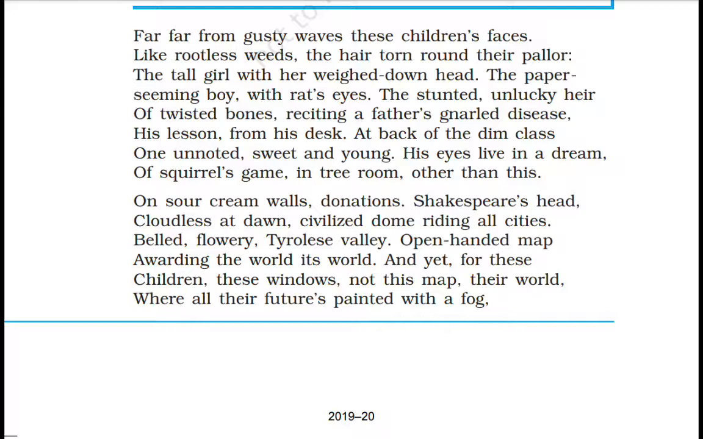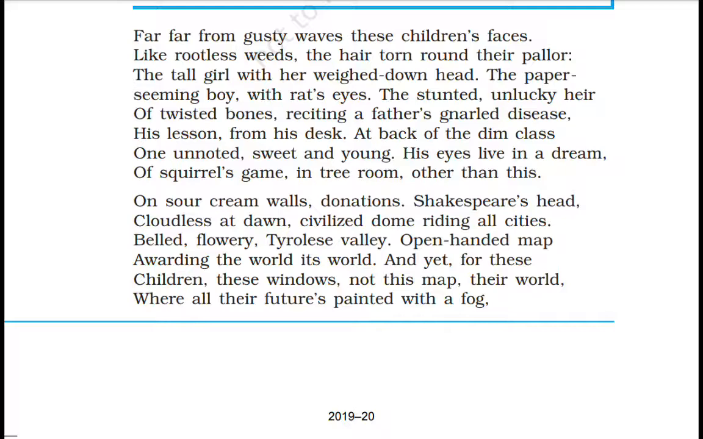The paper seeming boy with rat's eyes. Now there is another boy and he has been compared to paper. So the paper seeming boy is again a metaphor because the boy has been compared to paper without using like or as. So what does it mean by paper seeming boy?